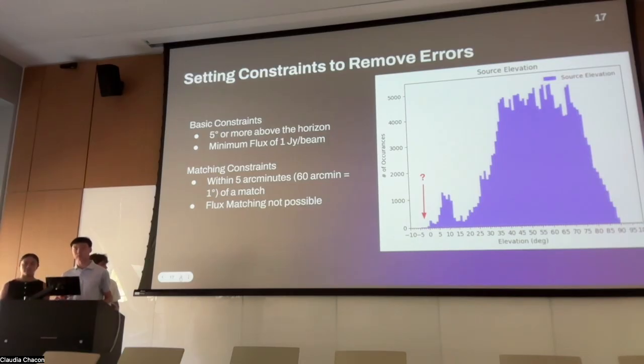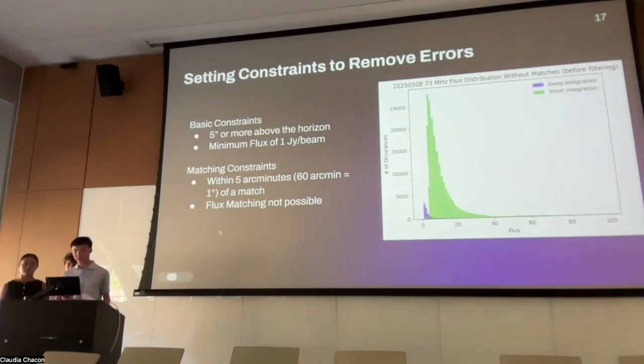Another point is the brightness of the sources. If they're really dim, they're more prone to errors. So we limited the minimum brightness of the source to 1 Jy per beam, which is an astronomical unit of brightness. And then for matching, I wanted sources to be close to each other to be considered a match, so I set the limit to 5 arc minutes, which is about 1/12 of a degree. I wanted to match with flux, but unfortunately that was not possible because the different images that we used to match between were processed differently and had different flux scales.